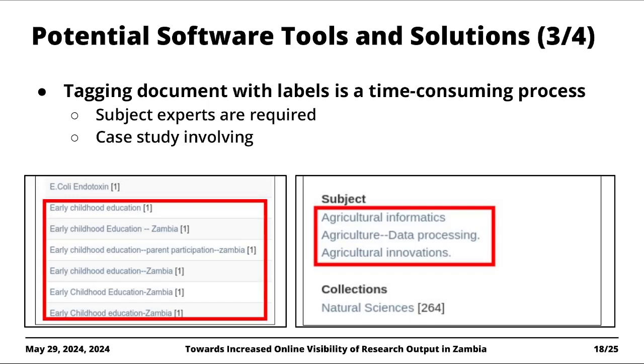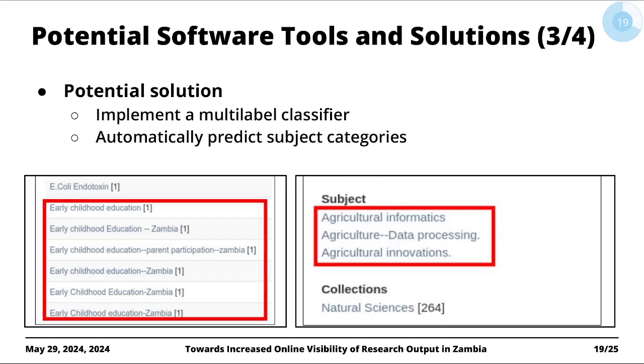Currently, it turns out UNZA uses generic tags like the one you're seeing on the left side of the current slide here. So this work was aimed at doing something similar to what you're seeing on the right. So a student was able to build a model that was able to classify publications appropriately, ideally.